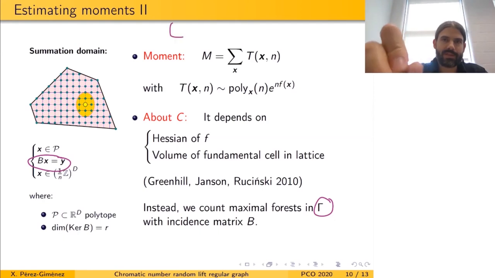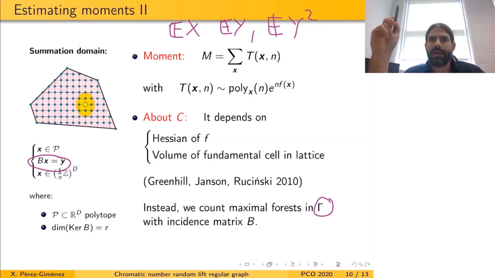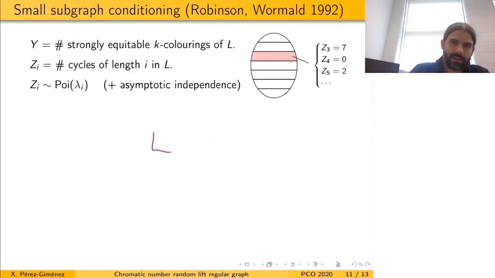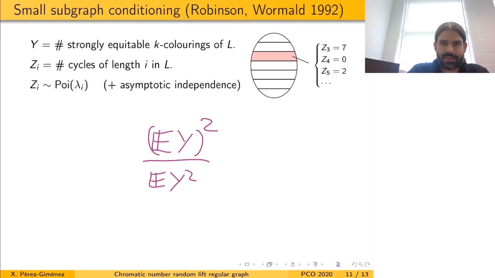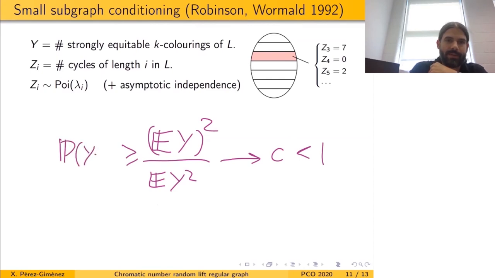So that's what we do. We successfully compute the expectation of X and the expectation and second moment of Y, where X counts colorings and Y counts strongly equitable colorings. This is a lot of work, but it works. Unfortunately, the ratio between the square of the first moment and the second moment, as I said, tends to a constant, which is unfortunately less than one. So this gives us an upper bound on the probability of having some strongly balanced colorings. We're sad. So the problem is the effect of short cycles.